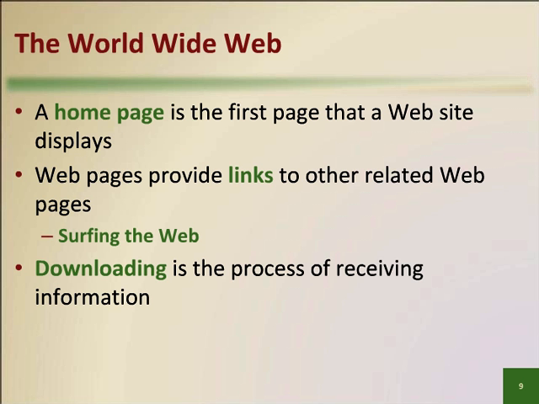A home page is the first page a website displays. The first page often provides links to other web pages. Surfing the web refers to the activity of using links to explore the web. You click to activate a link. Downloading is the process of a computer receiving information.